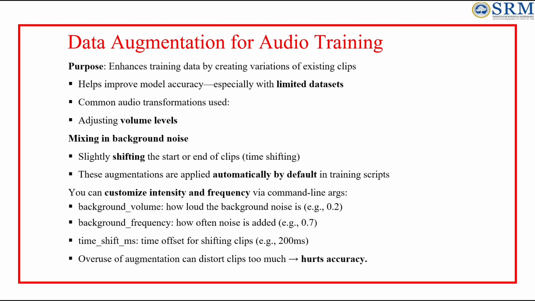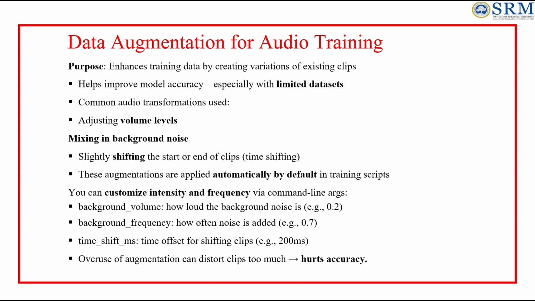To make our training dataset larger, we use data augmentation, which creates new variations from existing audio clips. This is especially useful for small datasets, since it helps the model generalize better and improves accuracy. Typically, the transformations include adjusting volume levels, mixing in background noises, and slightly shifting the start and end of clips. Knowing time shifting, the training script automatically applies this augmentation by default.